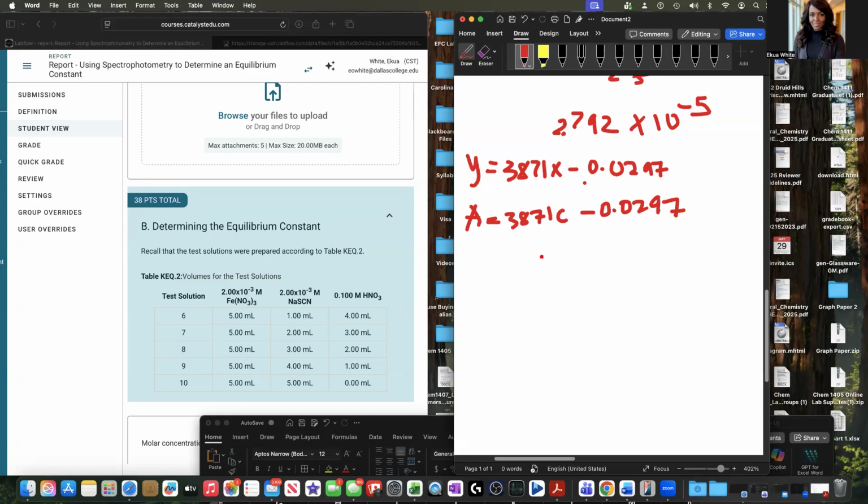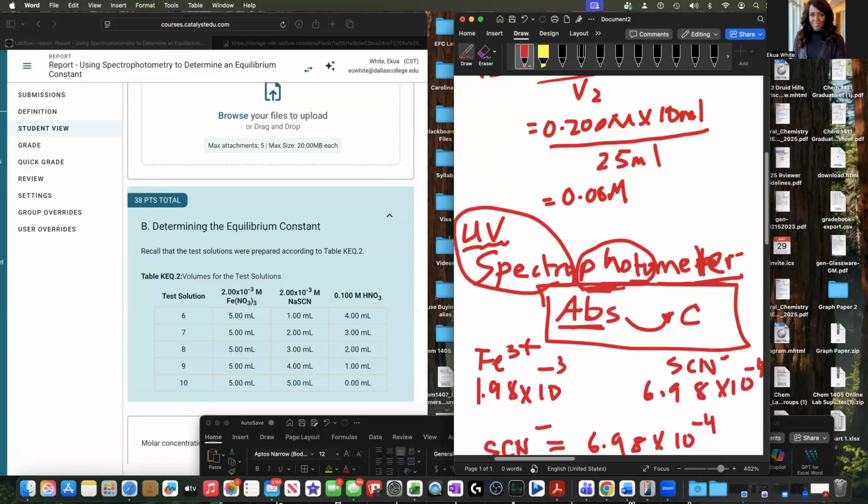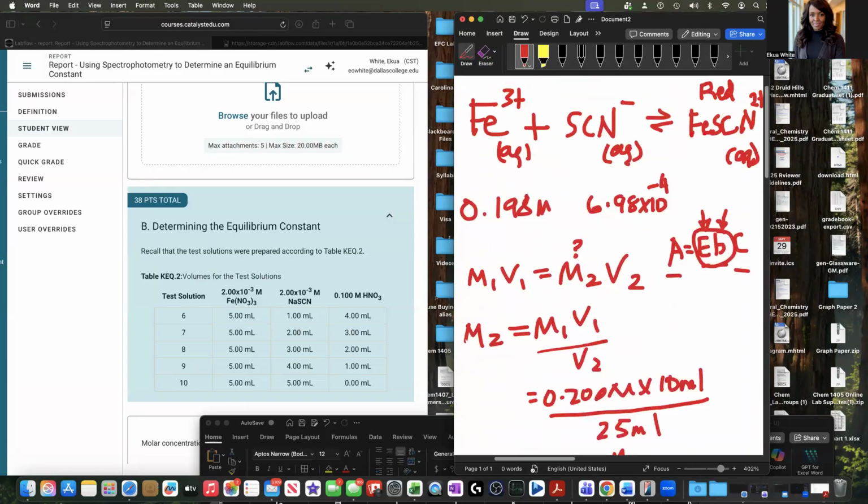I left off right here where we were seeing the relationship between concentration, and absorbance. So for us to find the concentration, which is our goal, we take absorbance, move this over, add 0.0297 to it, and then divide by 3871. This will give us the concentration. Remember, the machine is only measuring the amount of the product, and this product amount is essentially the amount made at equilibrium.